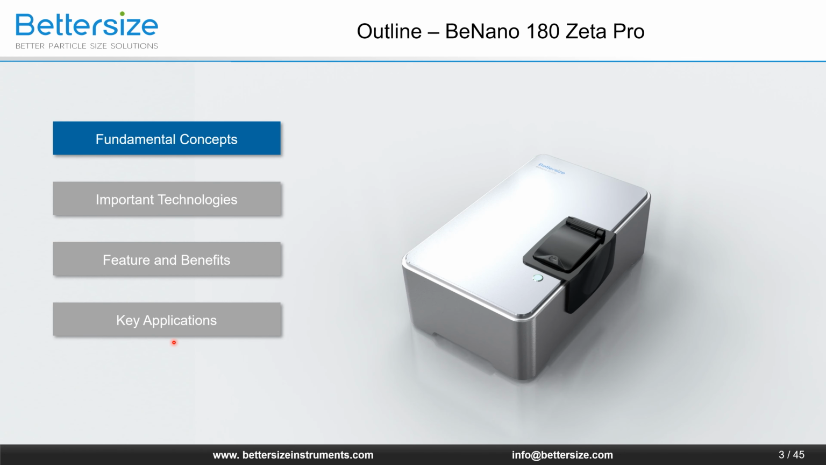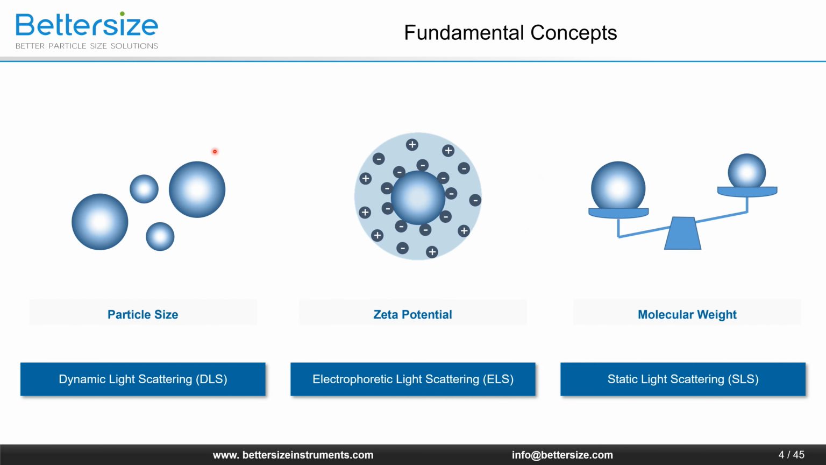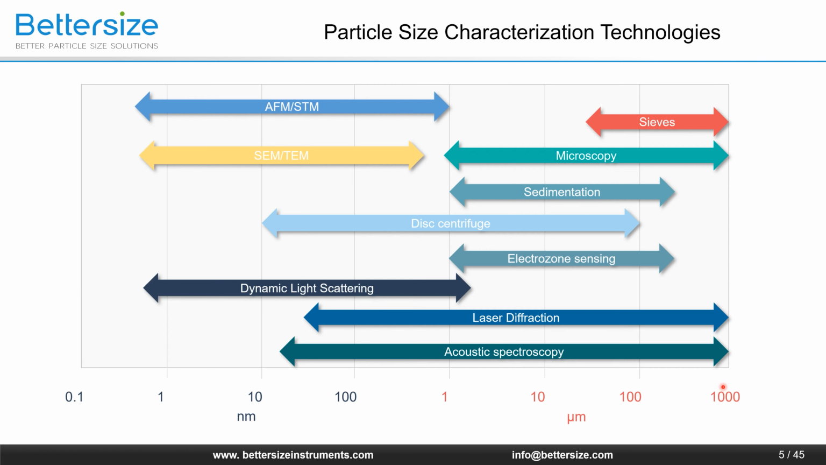Before we dive into the product, let's get to know some fundamental concepts. The BeNano analyzer enables accurate measurements on particle size, zeta potential, and molecular weight of nanoparticles, using technologies like DLS, ELS, and SLS respectively. You may wonder what these concepts are and why they are important. Please follow me with a walkthrough on the introduction to them.